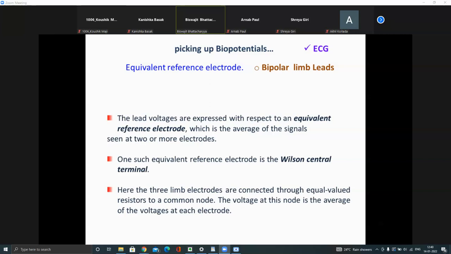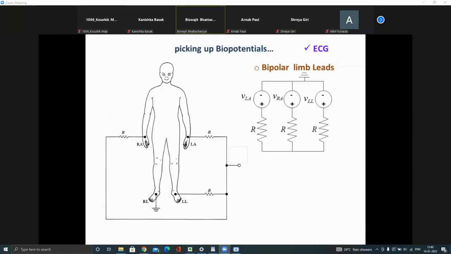How is it coming? Let's see another reference electrode. Consider that we are connecting the three terminals in different lead configurations to a common terminal via some resistance R. We are connecting equal valued resistances R. If we connect them in an equivalent way, what will be our electrical equivalent circuit? Our electrical circuit is shown that particular way.